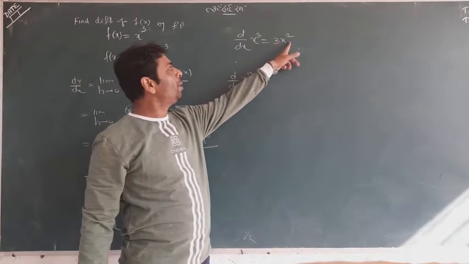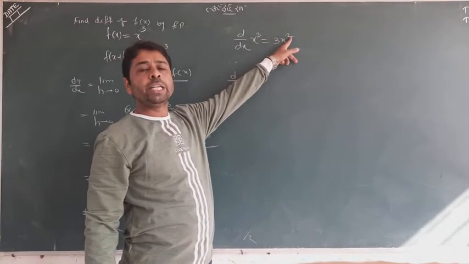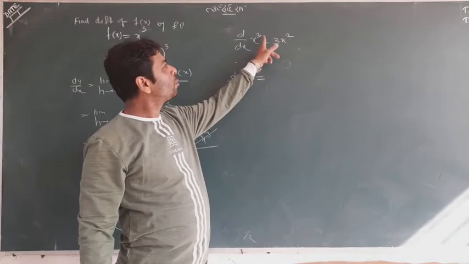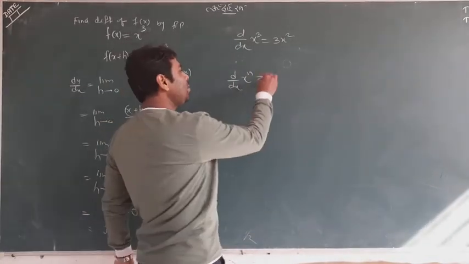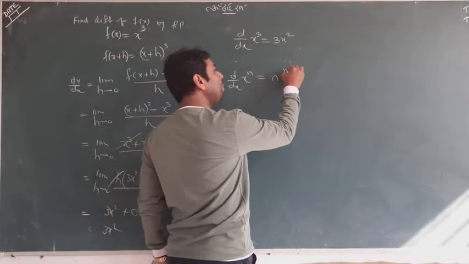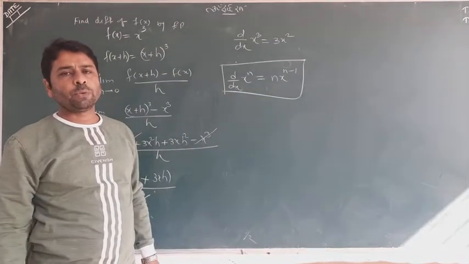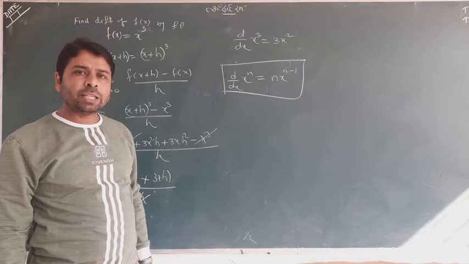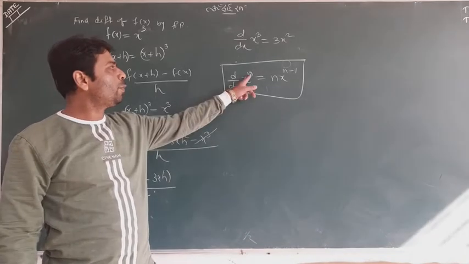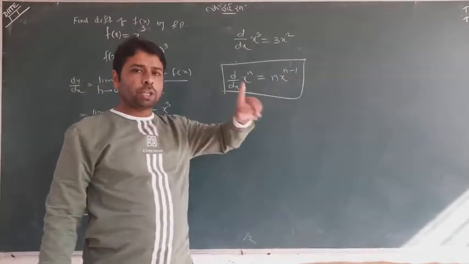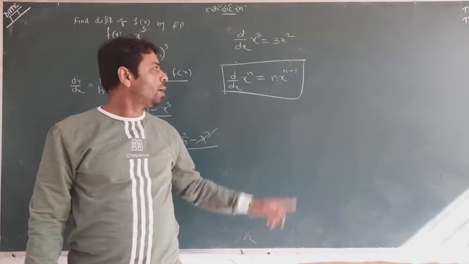So what is the answer coming? The power comes to the front and 1 is deducted from the power. You know, 3 comes to the front and above it is 2. So the same here: n will come to the front and the power will be 1 less. This is nothing else but a formula. Can you read? D by dx x to the power n is equal to n x to the power n minus 1. The power will come to the front and above it will be 1 less than the power. This is the differentiation of x to the power n.